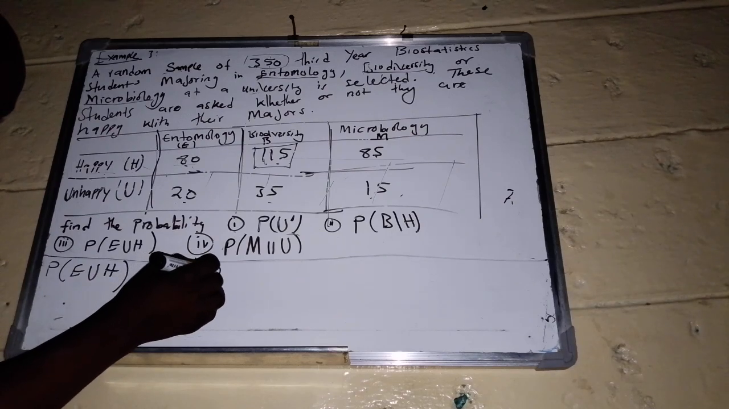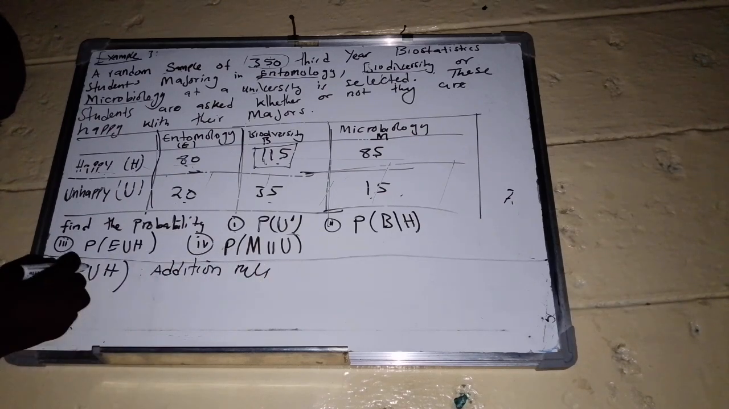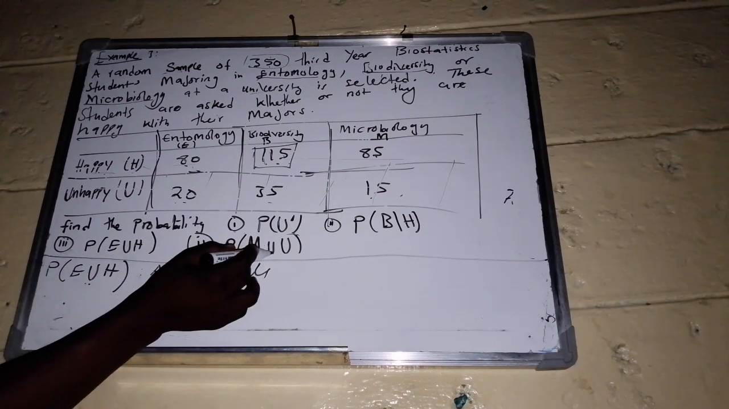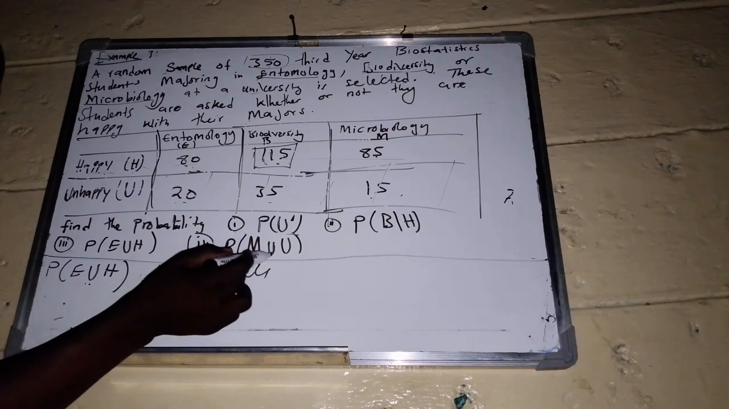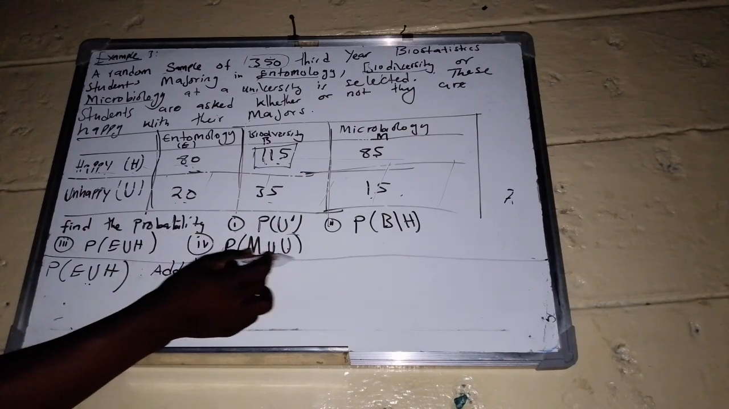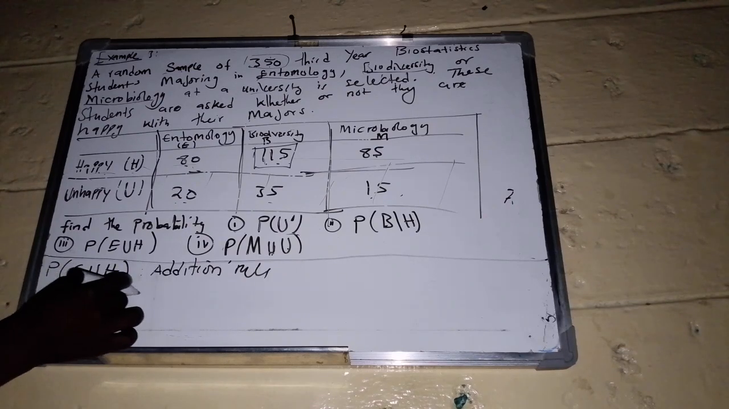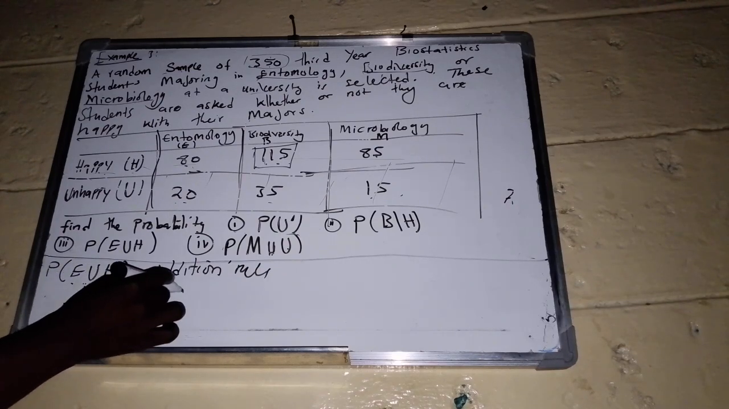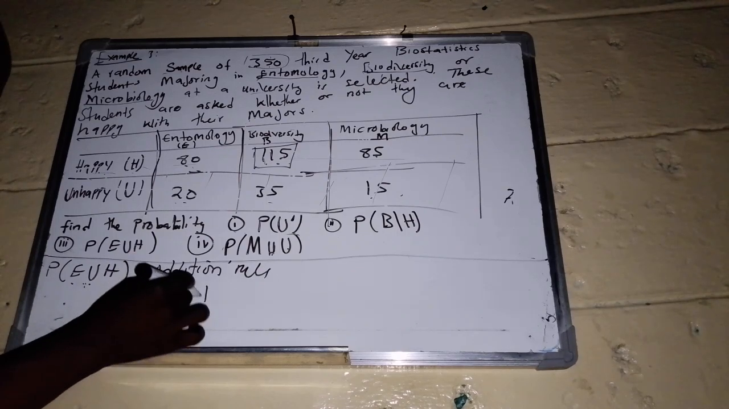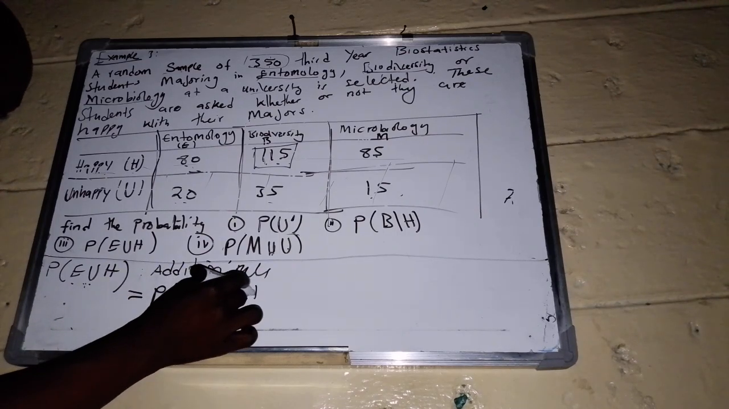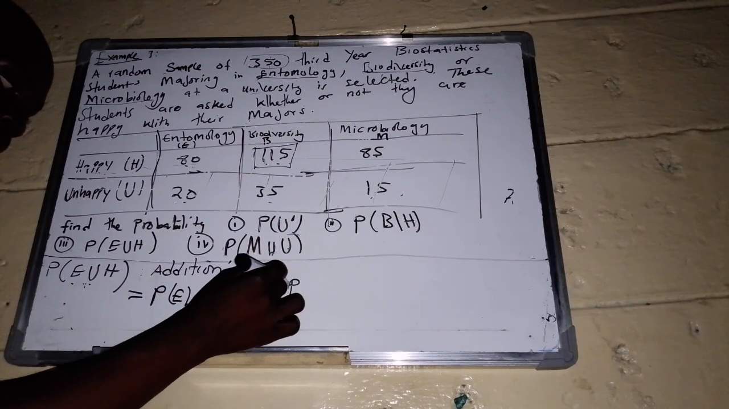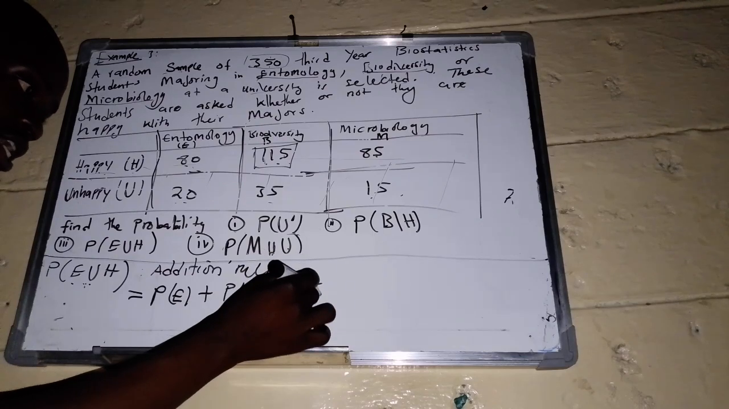If this is the addition rule, the same is happening with this one. This is also a union. M union U is also the addition rule. So how do I find this? Remember, according to the addition principle, finding this is just as good as the probability of E plus the probability of H minus the probability of E intersection H.